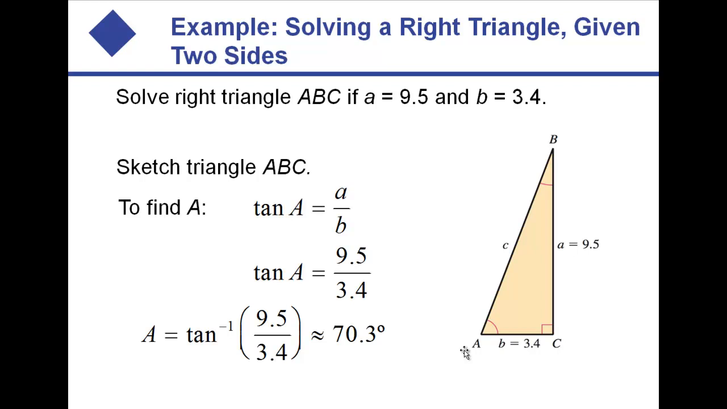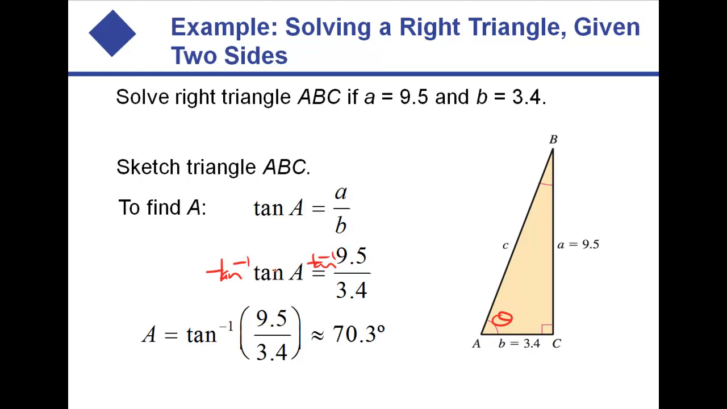Okay, another situation. What if we're given two sides? Well, we can obviously solve for the third with the Pythagorean theorem, but we can also solve for angles using our inverse trig functions. If we're trying to find angle A, for instance, the angle down here, this theta, tangent gives us opposite over adjacent. Tangent of A equals 9.5 over 3.4. To solve for A, we just take inverse tangent of both sides, right?